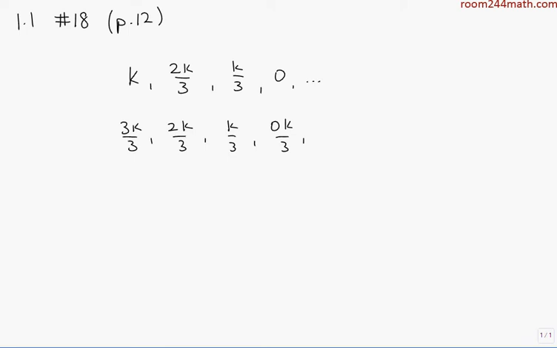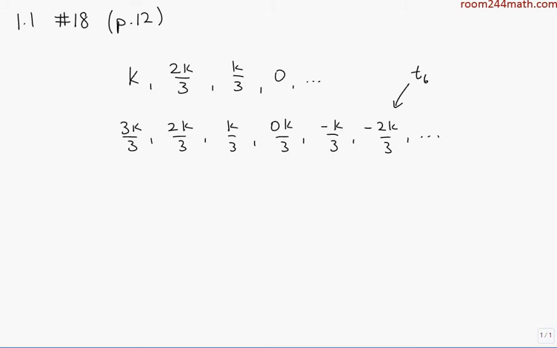And all of a sudden, now you look at the numerators and it's actually a pretty simple sequence. It's really just going 3, 2, 1, 0. So the next one's going to be negative 1k over 3, negative 2k over 3, etc. And we've already got t6. All right, so t6 is negative 2k over 3. Right, there's our t6.